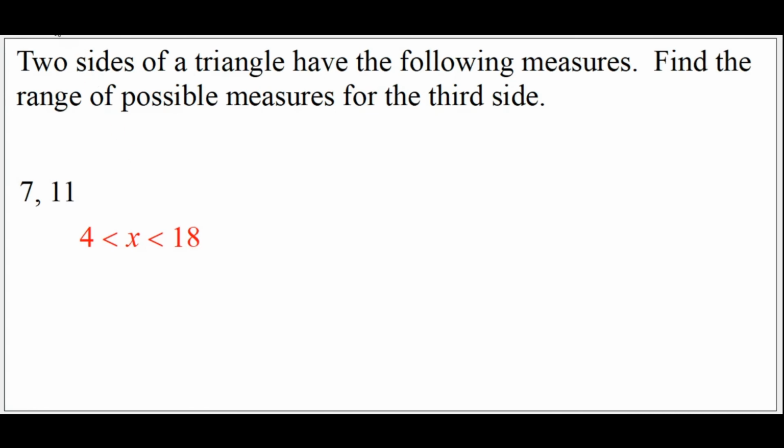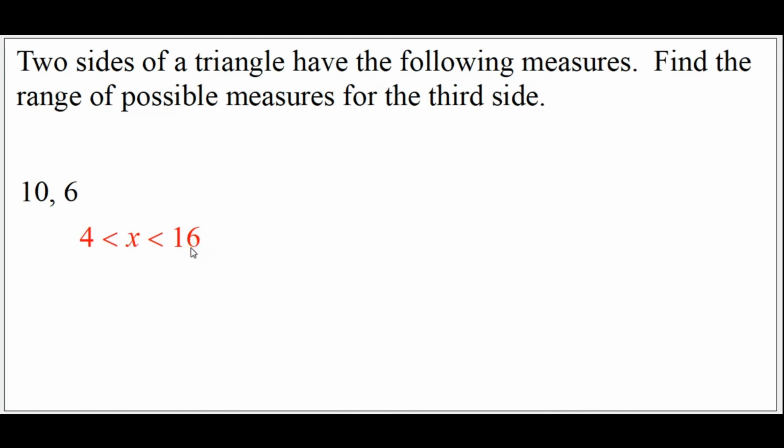Okay, so let's try. If you know now, how about 10, 6? What would be the possible measures of the third side? So it would be easy now. The answer would be, the possible measure is greater than 4 but less than 16. So meaning it would be from 5 to 15.